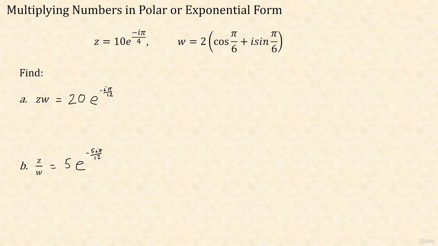So that's how we multiply and divide numbers. Quite a simple process in the end, but much easier when we're already in polar or exponential form.